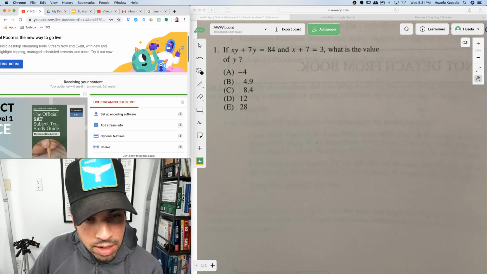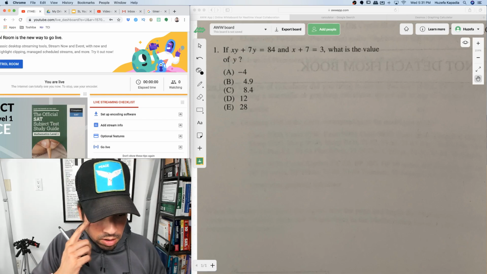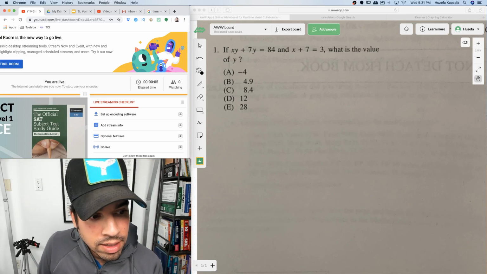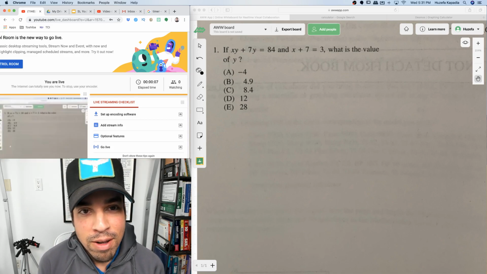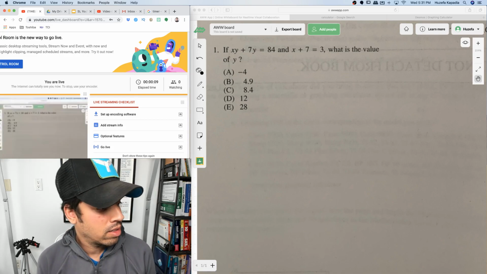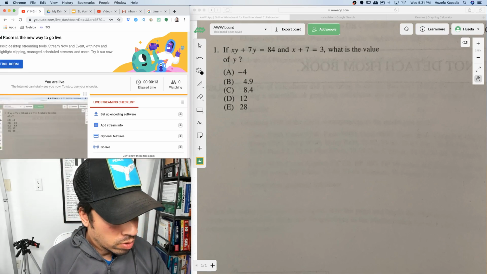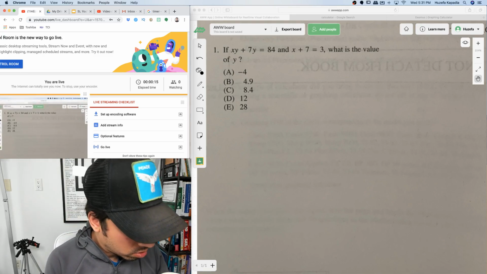And today we are moving forward with SAT Subject Test Mathematics Level 1. We're blazing through the practice test from the College Board. We have done tests 1 and 2. Today we're doing test 3.